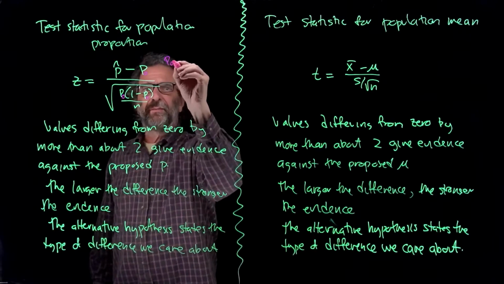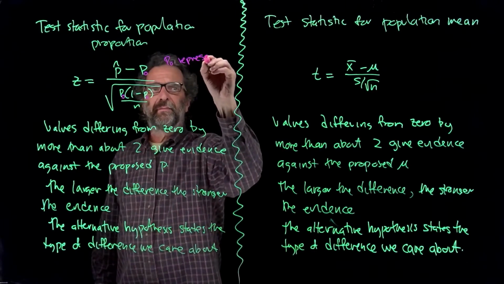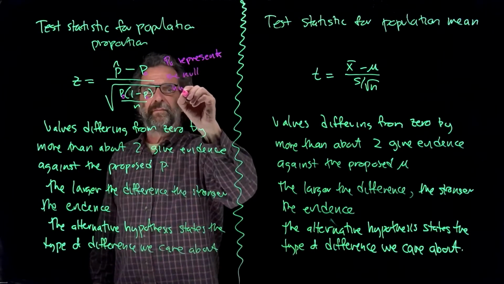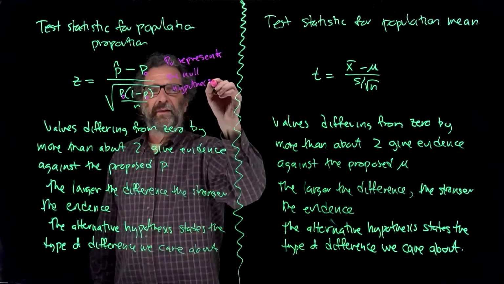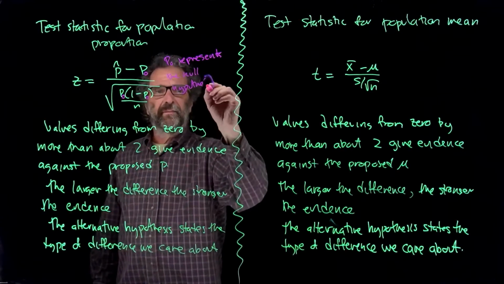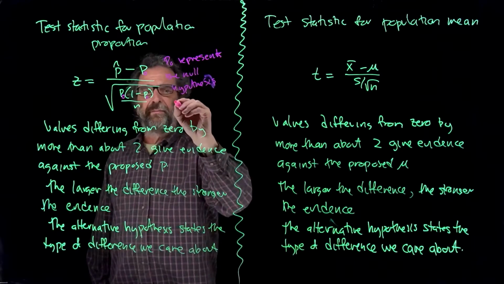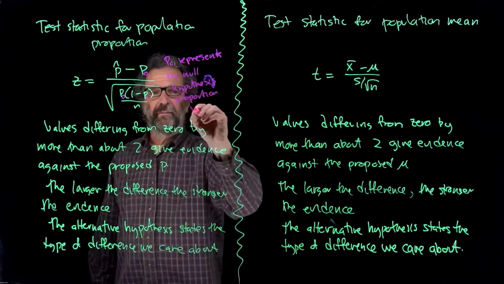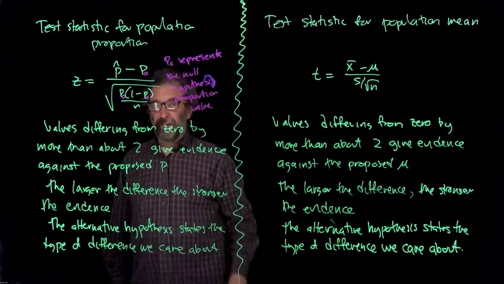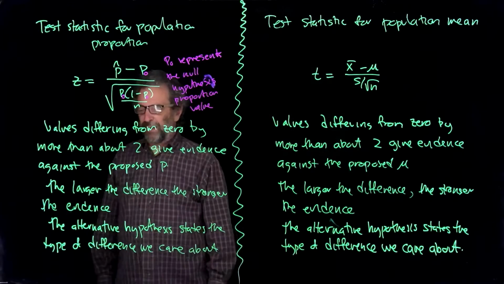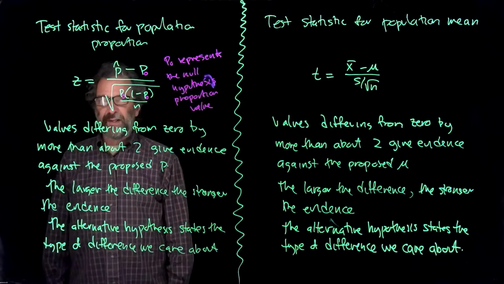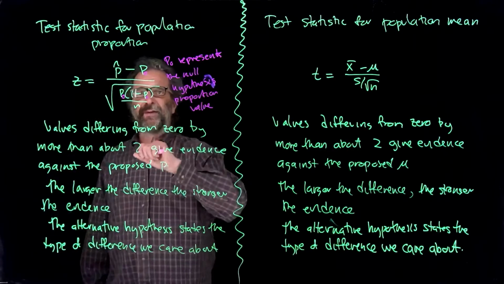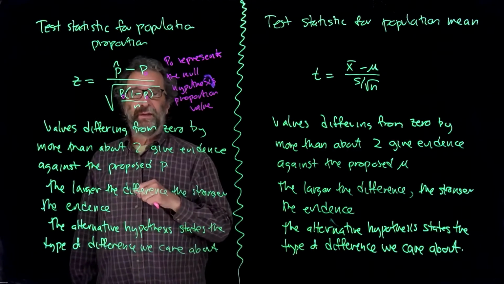So p0 represents the null hypothesis proportion value. So sometimes maybe you're trying to see if a ballot initiative is going to pass. You might be looking for evidence the population proportion is bigger than 1/2. So we might just put 1/2 in there and do some work.